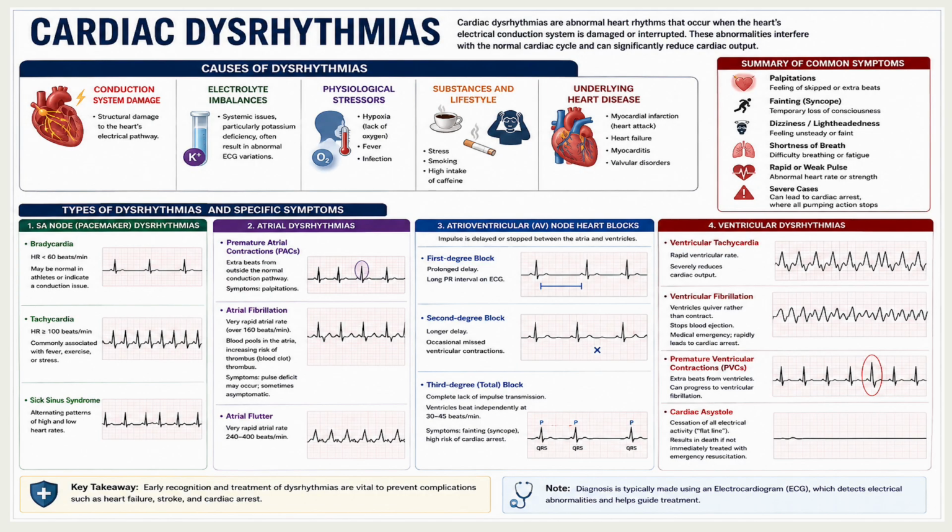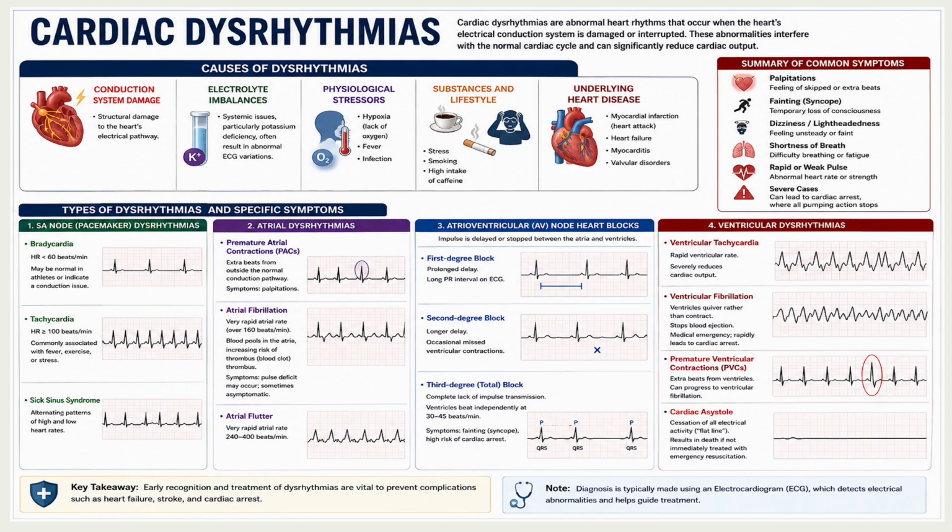Now let's talk about cardiac dysrhythmias, right? We said these abnormal signals can cause dysrhythmias. Sometimes we use arrhythmias, sometimes we use dysrhythmias. They're basically used interchangeably. So these are abnormal heart rhythms, and they're caused by disruptions in the electrical conduction system, as we mentioned. These abnormalities interfere with normal cardiac function and reduce cardiac output, which is not a good thing, right? We need enough cardiac output to circulate the body.